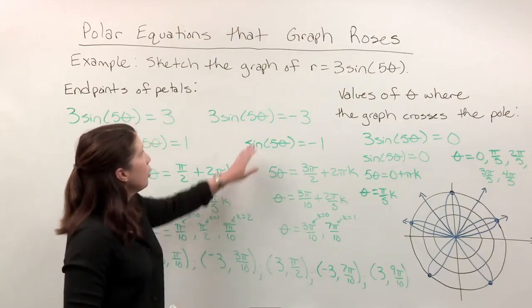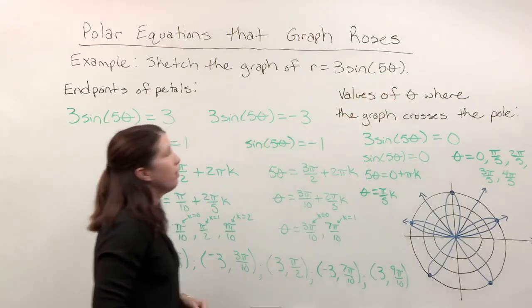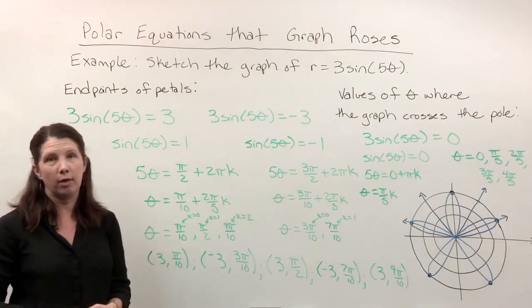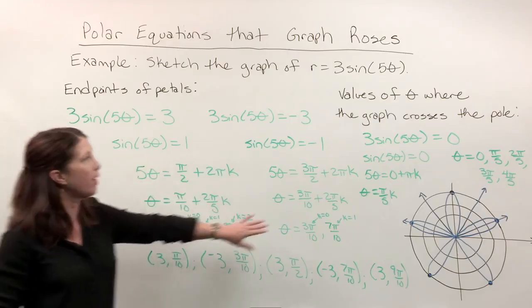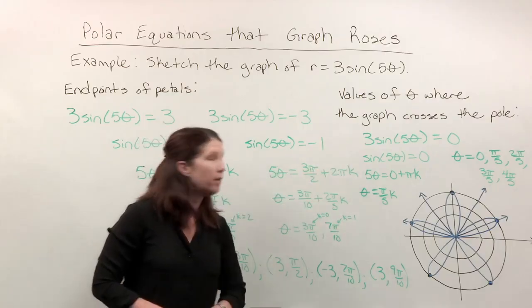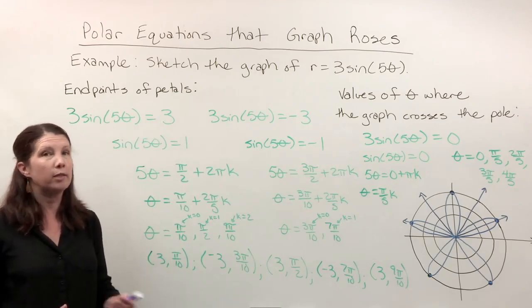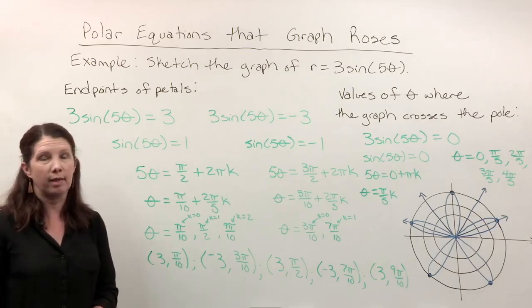In a case where you have an N value that is even and you have twice as many petals, the process is exactly the same as what you've seen here, as far as finding the endpoints by solving these equations and finding the values of theta where the graph crosses through the pole. The only difference will be that you'll need to find points on the interval from 0 all the way to 2 pi, rather than on the interval from 0 to pi like we did here.